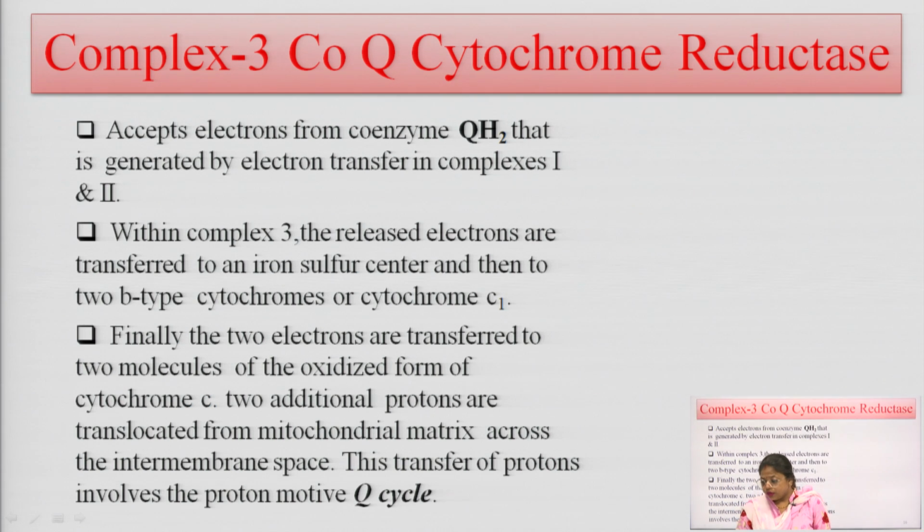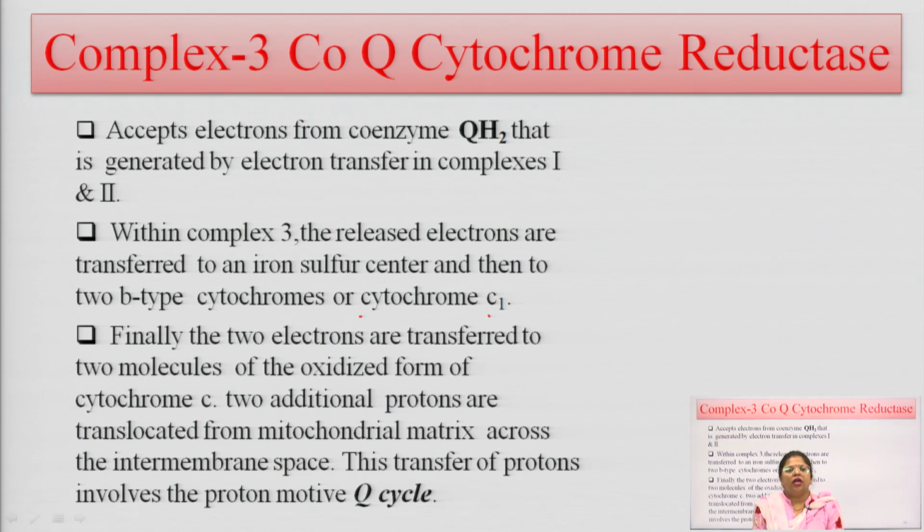Okay. And the third is complex 3, which is also known as coenzyme Q cytochrome reductase. It accepts electrons from coenzyme Q H2 and is helpful in the electron transfer from complexes 1 and 2. In complex 3, the released electrons are transferred to an iron sulfur center and then to 2 b-type compounds, which have cytochrome b or cytochrome c1.